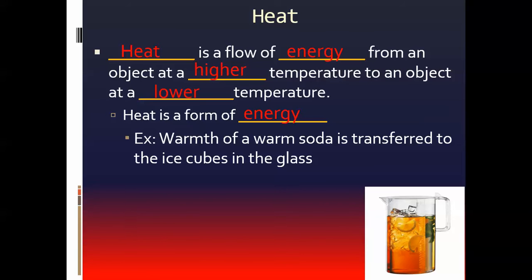So heat is just a flow of energy from an object at a higher temperature to an object at a lower temperature. We've already learned that heat is a type of energy. Remember, it's the thermal energy. One of the things that you do need to understand, and we talked about this when we did the first lab, is that warm or hot energy transfers down to cold. So heat is always moving from the hotter temperature to the colder temperature.